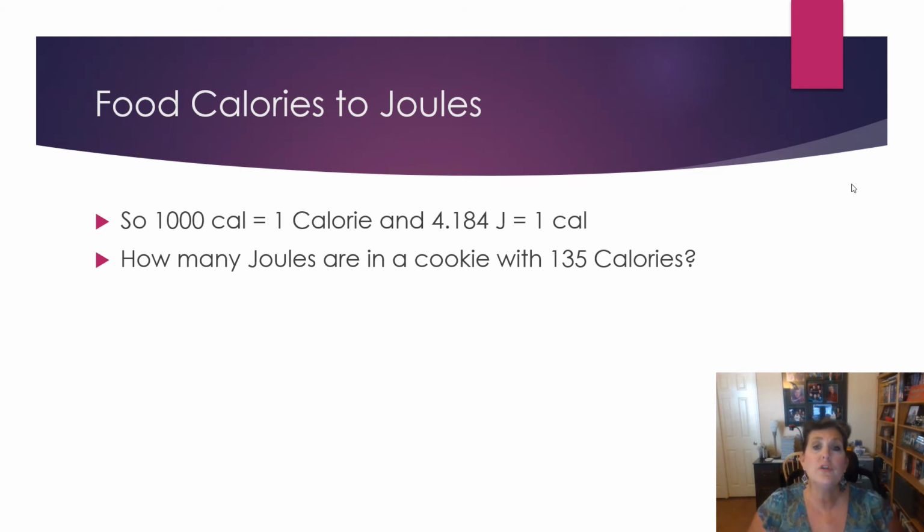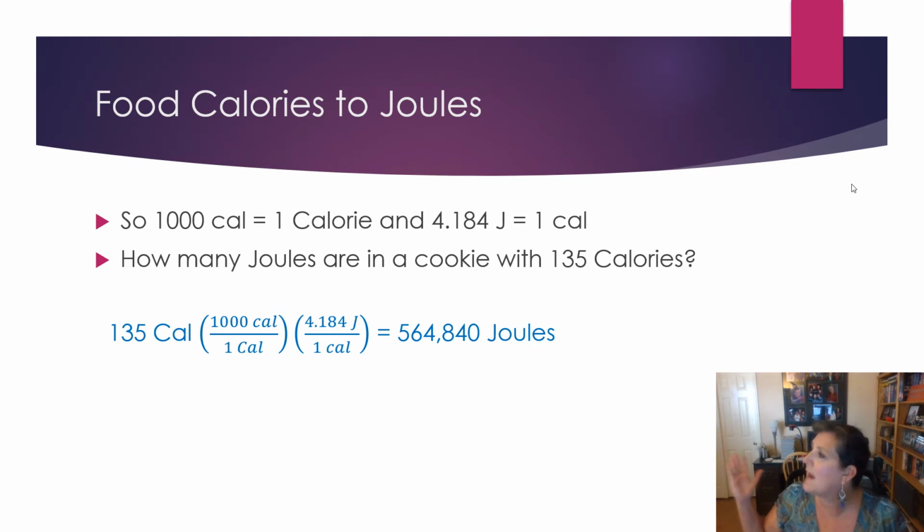Okay, like all math problems, you should start with the 135 capital C food calories. Then there's 1,000 calories in a food calorie, so times 1,000. And then there's 4.184 joules in a calorie, so times 4.184 joules. So it looks like this if you write it out the correct way. So 135 big C calories times 1,000 calories over 1 big C calorie times 4.184 joules over 1 calorie, and we get 564,840 joules.